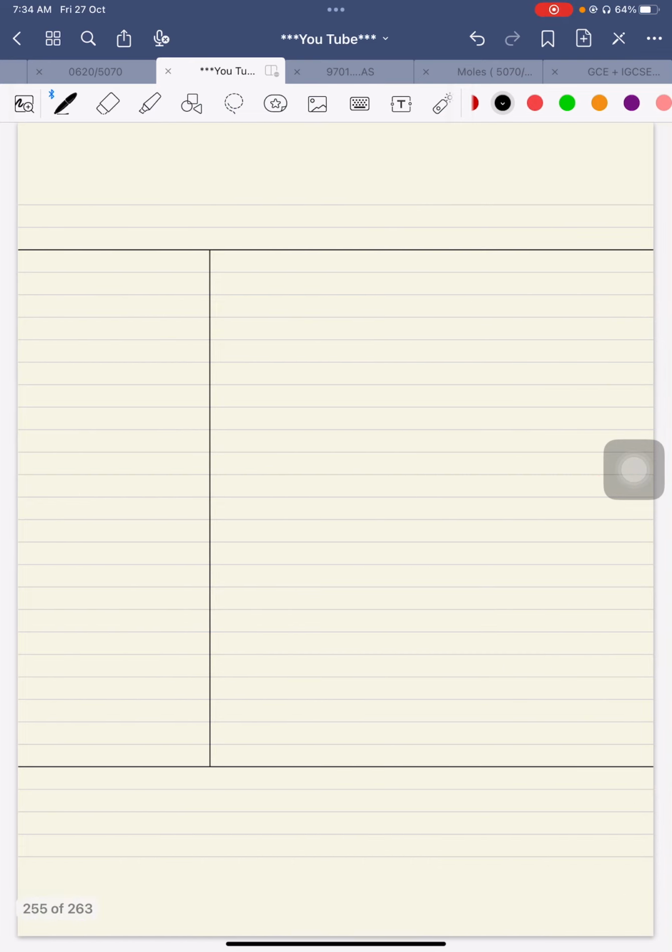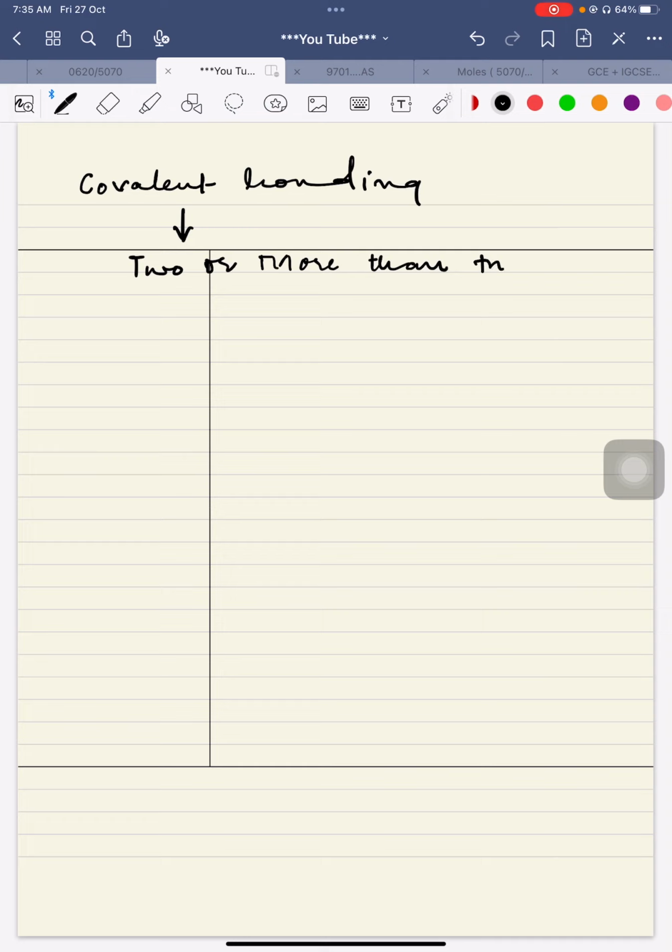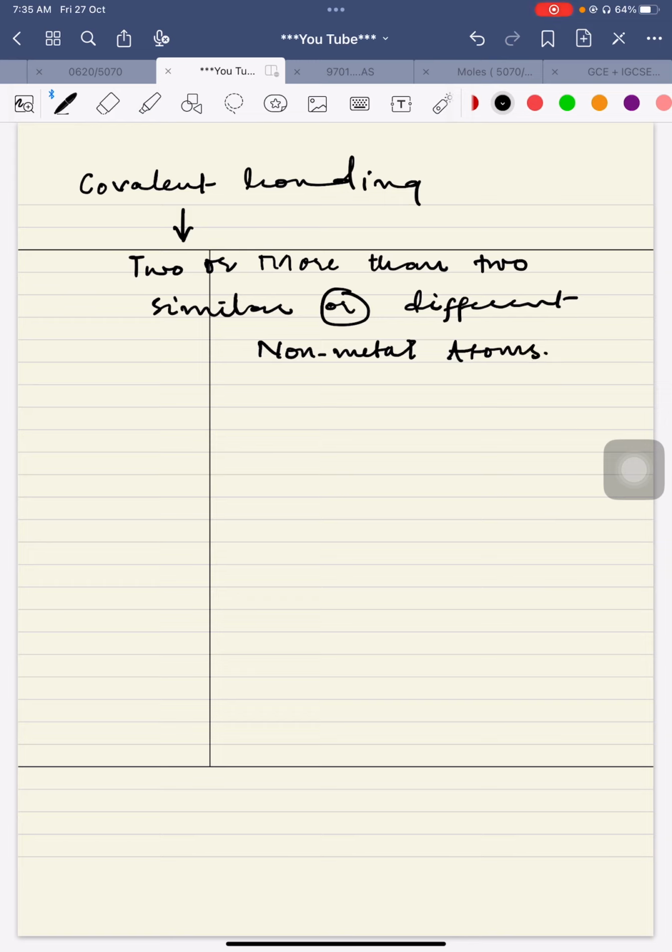So, when we are talking about covalent bonding structures, one should know that in covalent bonding, there are basically two or more similar or different non-metal atoms. This is very, very clear.